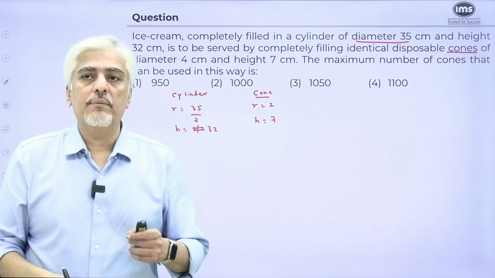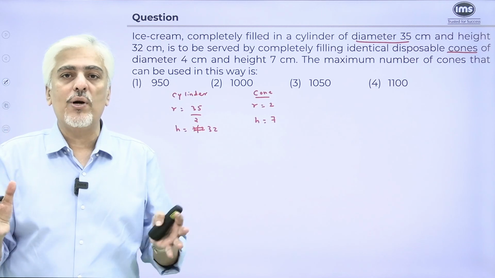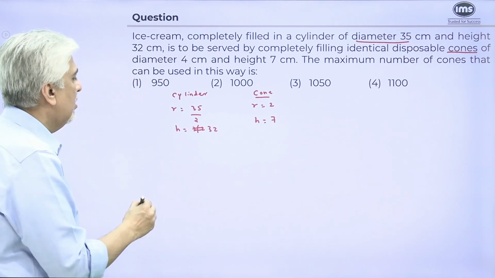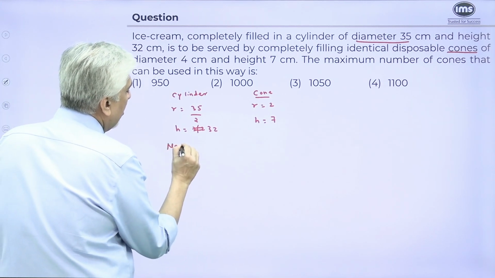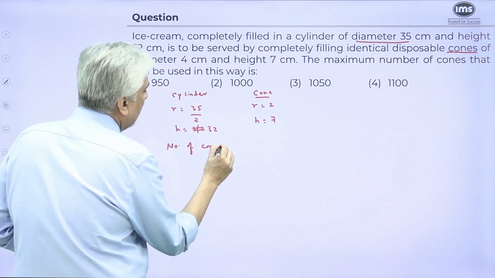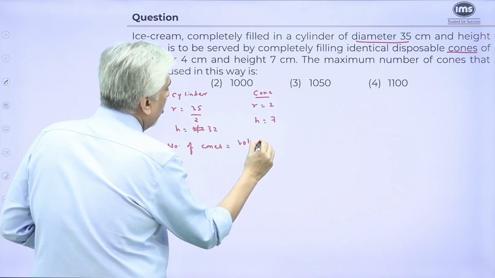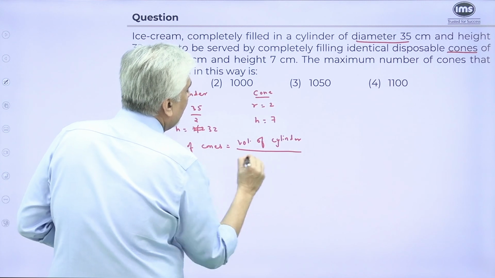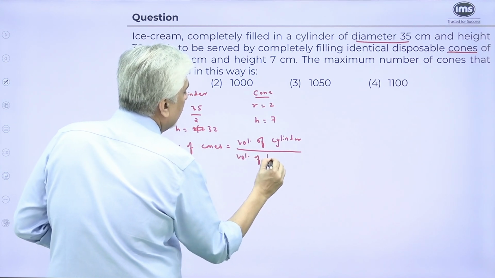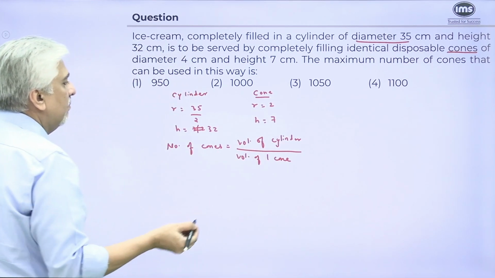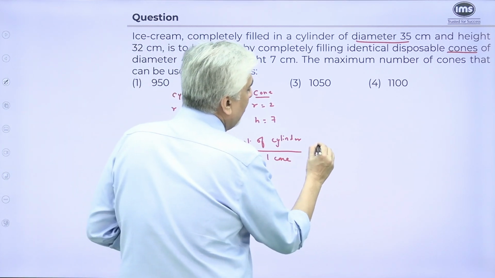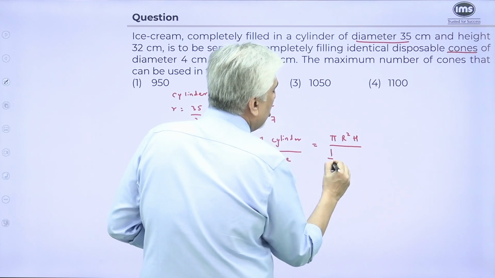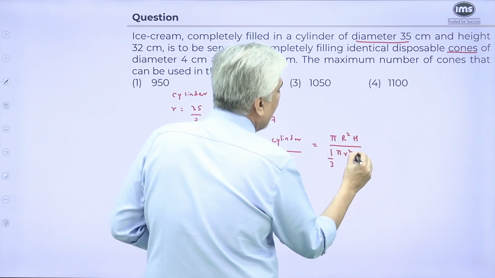So finally, whatever is the volume of ice cream you had, that is the volume of the cylinder, divided by the volume of one cone will give you the number of cones. So let's write it down. Number of cones is volume of cylinder divided by volume of one cone. Let's apply the formula. What is the formula for the volume of a cylinder? It's pi r square h, and the volume of a cone is 1/3 pi r square h.